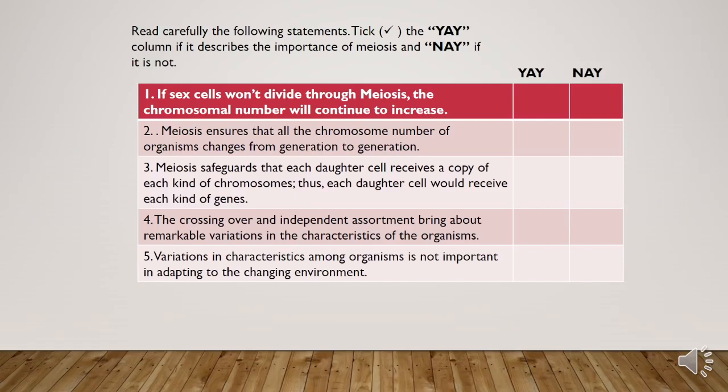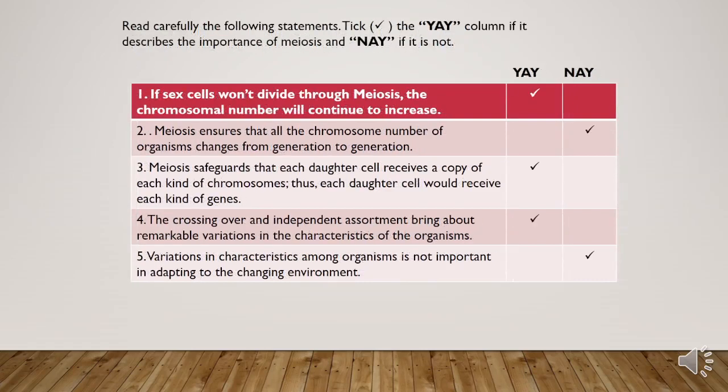Okay, let us see if you get the correct answer. Did you get it all right? Okay, so you have there number 1, if sex cells won't divide through meiosis, the chromosomal number will continue to increase, and it is a yay. It means that it describes the importance of meiosis. And number 2, meiosis ensures that the chromosome number of organisms changes from generation to generation, and it is a nay.